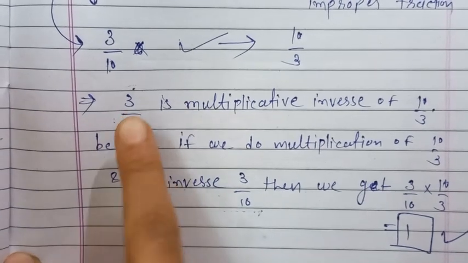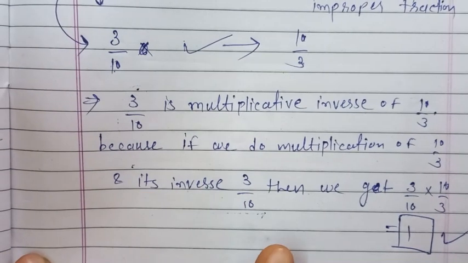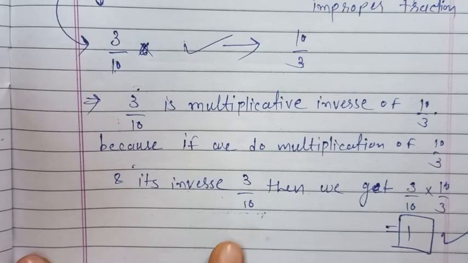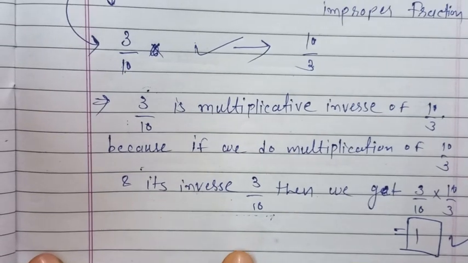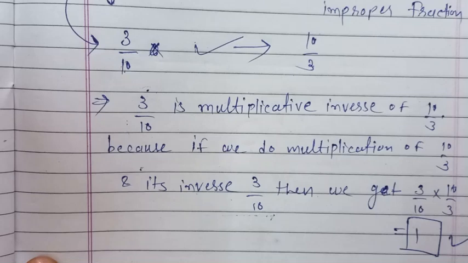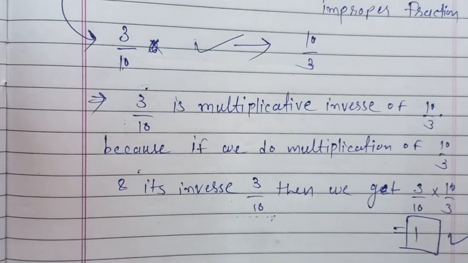In this question, 3 by 10 is the multiplicative inverse of 10 by 3. So this is for today's video. In the next video we will continue our exercise and we will complete this exercise. Okay, so stay tuned for more videos on rational numbers.